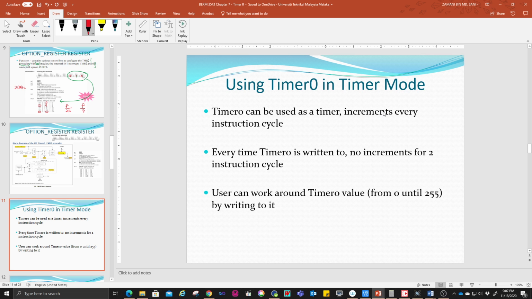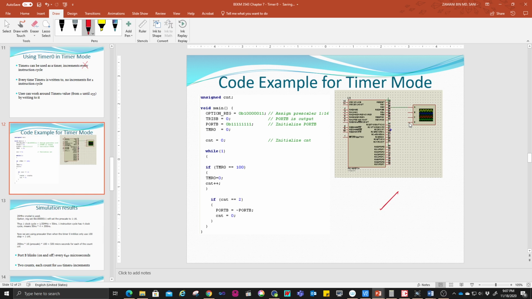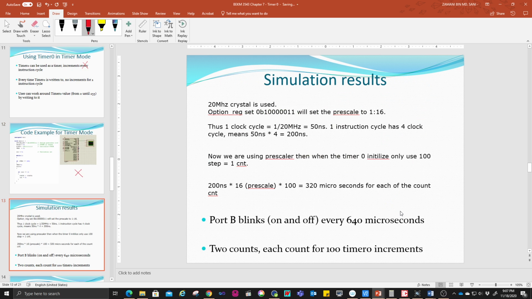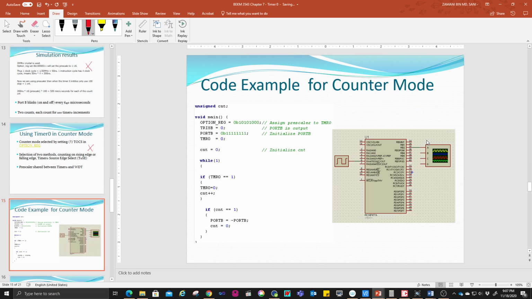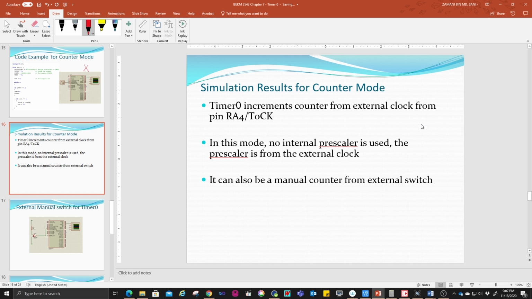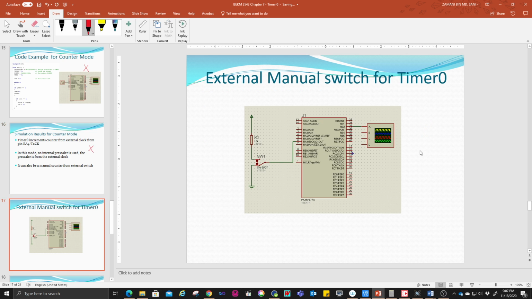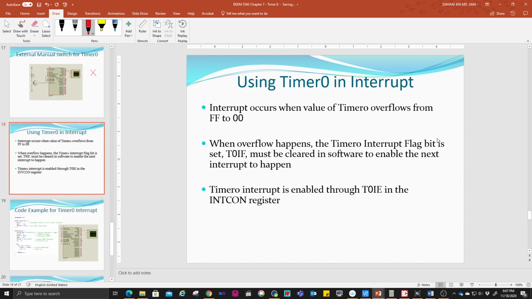So I'm not going to touch this one as a timer mode. No need. This one no need. This one no need.